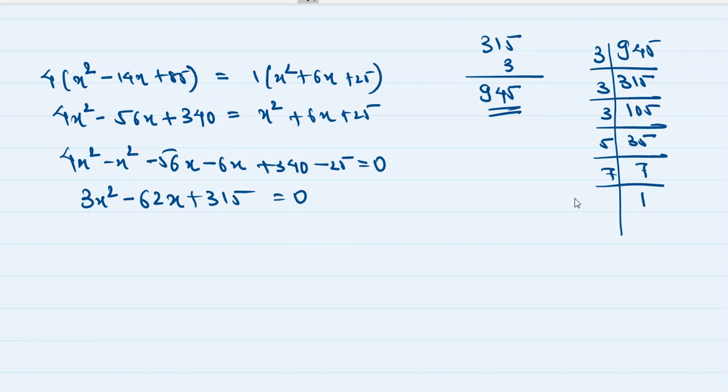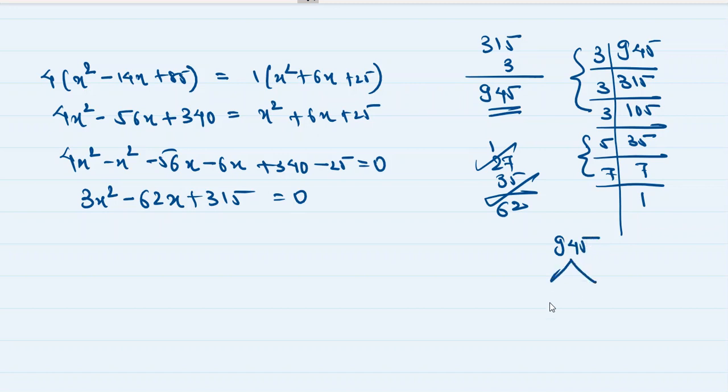Okay, so let's see what we are getting. 3 threes are 9, 3 nines are 27, and 35. 27 plus 35, 5 plus 7 is 12, and here we are getting 6. Yes, so we got 27 plus 35, and 27 plus 35 is 62. So 945 will be split into 27 and 35 in such a way that both of these will be minus, and we will get plus 945. Minus 27 multiplied by minus 35 is plus 945 and minus 27 minus 35 is minus 62.